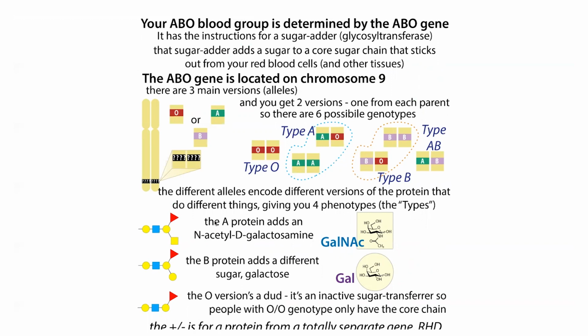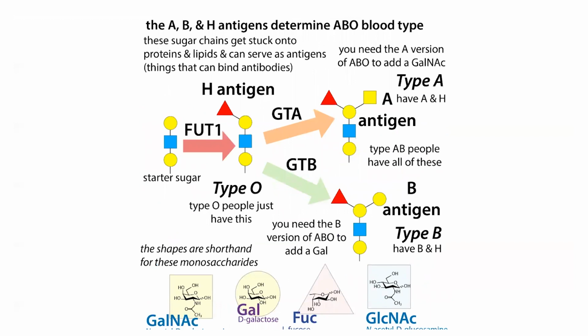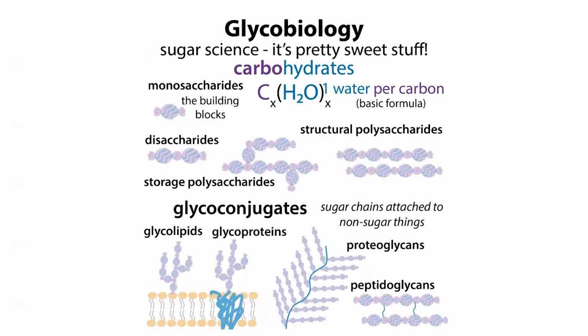So the A protein is going to add an N-acetyl-D-galactosamine. The B protein is going to add a different sugar, galactose. And the O version is inactive, and so people with this OO genotype only have this core chain. The plus minus is for a totally different thing. Another thing is that some people are secretors, and some people are non-secretors. This has to do with whether these sugars are just on the surface, attached to lipid membranes of cells and just sticking off of the cells, or whether they actually get attached to proteins that get secreted out of the cells. So just a fun fact for your day.